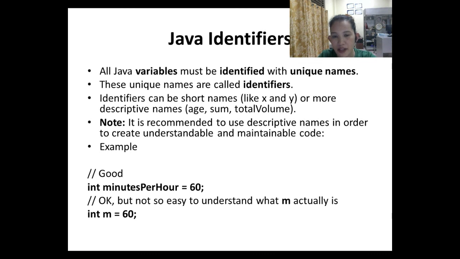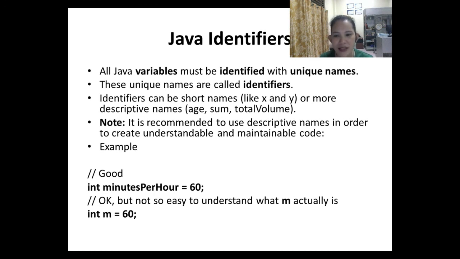Next, we have Java identifiers. All Java variables must be identified with unique names. These unique names are called identifiers. Identifiers can be short names like x and y or more descriptive names: age, sum, totalValue, myNum, name, firstName, lastName, and so on.